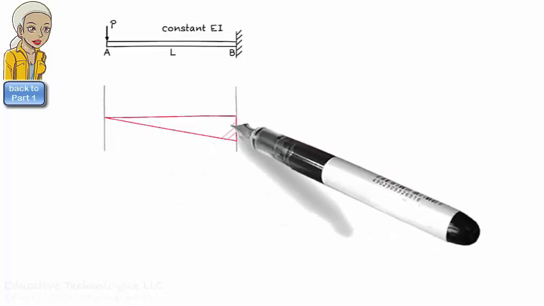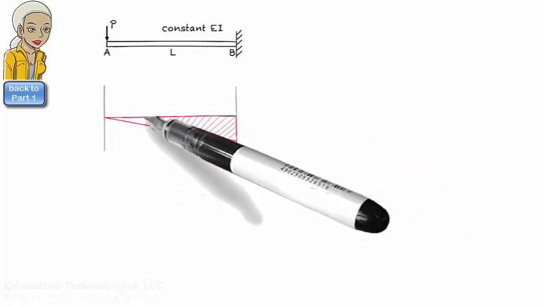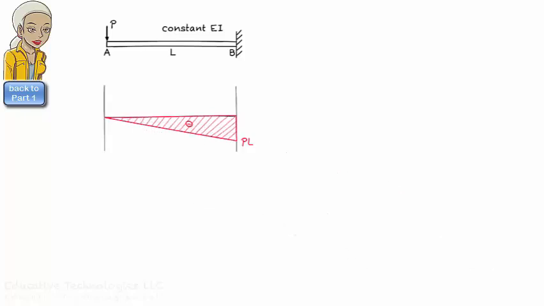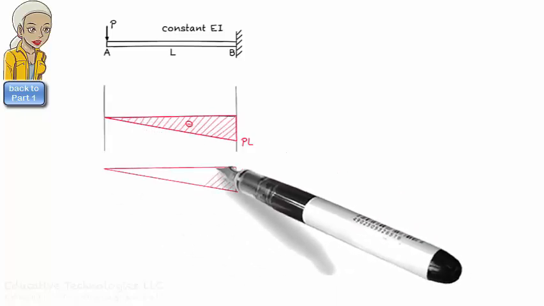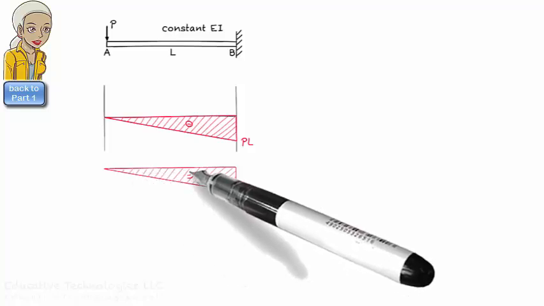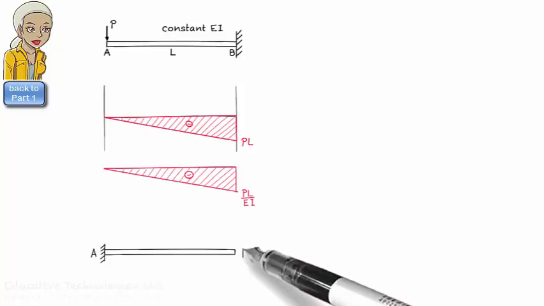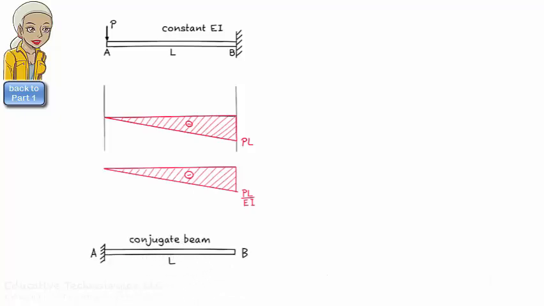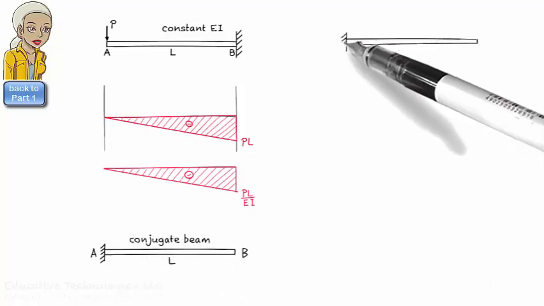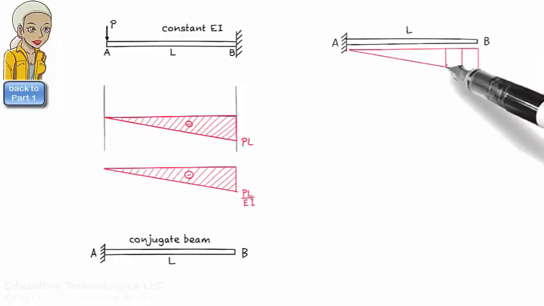First, draw the moment diagram for the beam. Then, draw the M over EI diagram. Now draw the conjugate beam. Load the conjugate beam with the M over EI diagram.